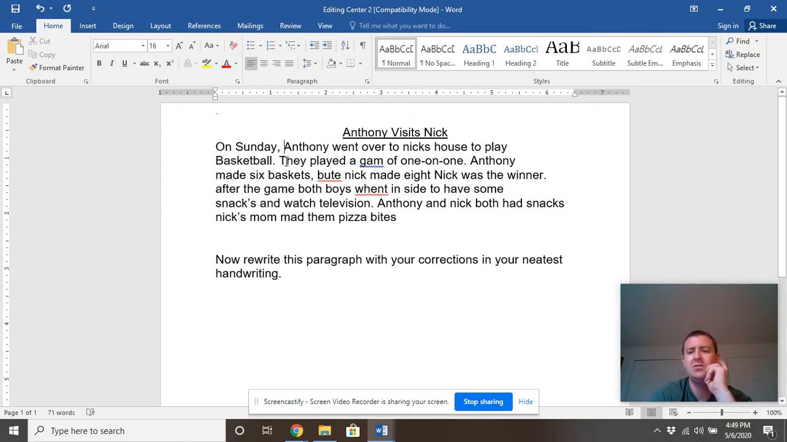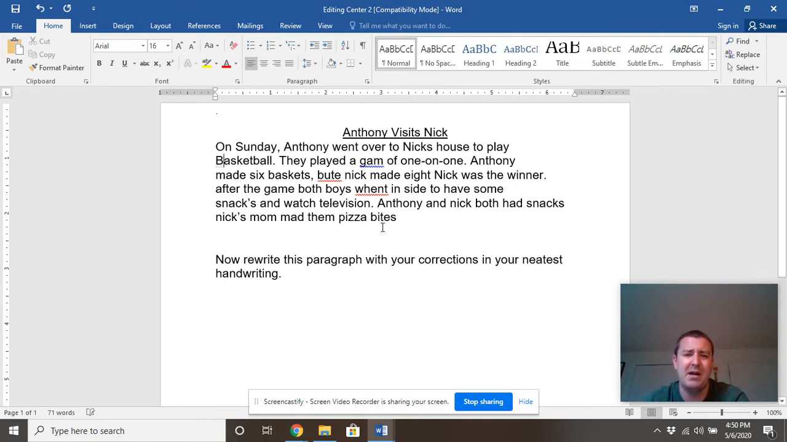Are we done with this sentence? No. What's wrong with this sentence yet? We're thinking about proper nouns. We've done a lot of noun work here. I see two nouns that are incorrect. Nick's should be capitalized. Nick's house to play basketball. Nick's a proper noun, so we want to capitalize it.